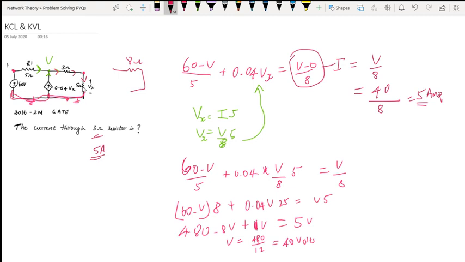The same current will be flowing through 5 ohm as well. The same current will be flowing through the equivalent 8 ohm as well. Okay. So 5 amps is the answer for this problem.